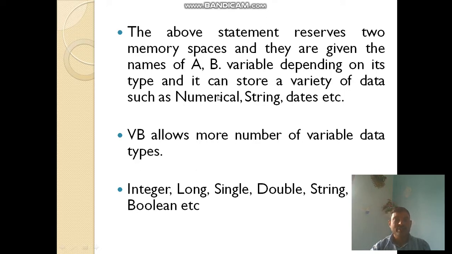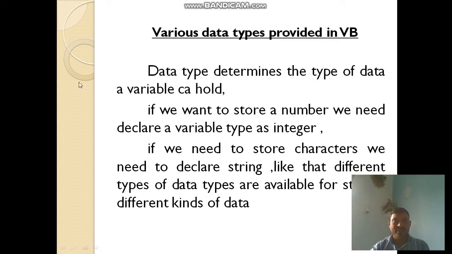Depending on its type, a variable can store a variety of data such as numerical, string, dates, etc. VB allows many variable data types. Those are Integer, Long, Single, Double, String, Date, Boolean, etc.